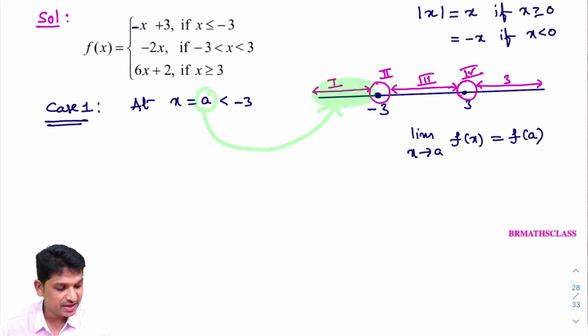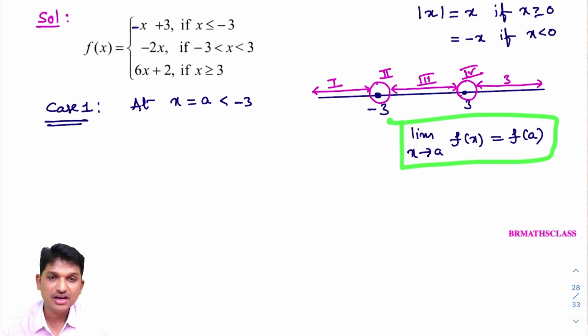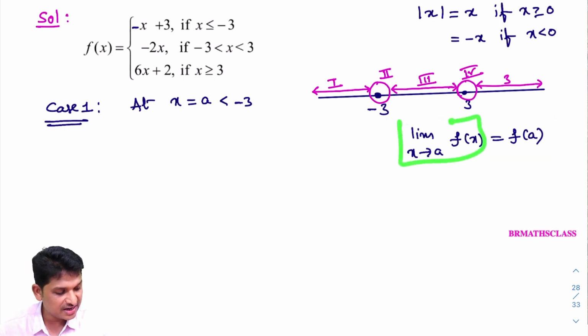How to check the continuity? You observe here, I'll check this one: limit as x tends to a of f of x equals f of a. Then we say that the function is continuous at x equal to a. So what I'll do, I'll calculate this one first.